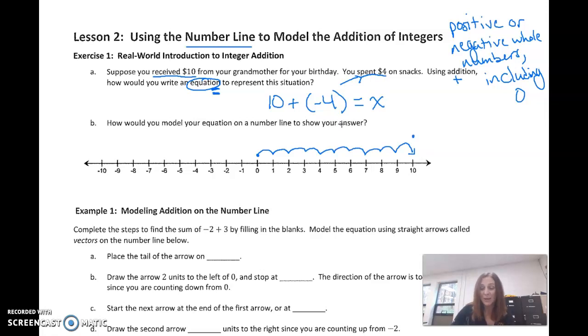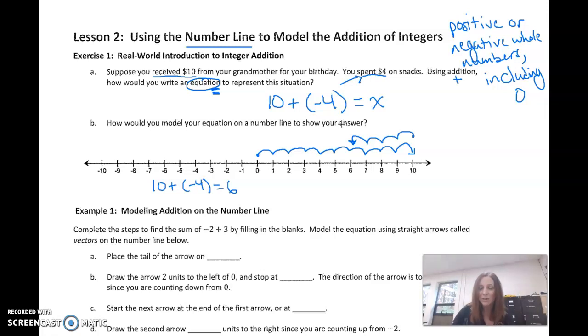So I'm right here at 10. I'm going to come above it, and the negative sign tells me to go to the left 4. 1, 2, 3, 4. And where do we end up? Well, 10 plus a negative 4 equals 6. So our focus today is using a number line to model this addition.